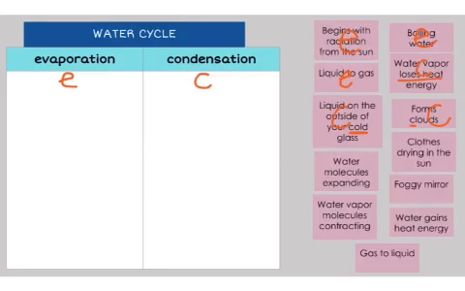That's condensation. Water molecules expanding. Well, water molecules would expand because heat energy is added, so that would be evaporation. Clothes drying in the sun. That's evaporation. A foggy mirror would be condensation, where it turns from water vapor back to a liquid water droplet. Water vapor molecules contracting. That happens when they cool or lose heat energy. That's condensation. And then water gains heat energy. That means it's warming up. That's evaporation. And if I change gas back into a liquid, that would be an example of condensation.